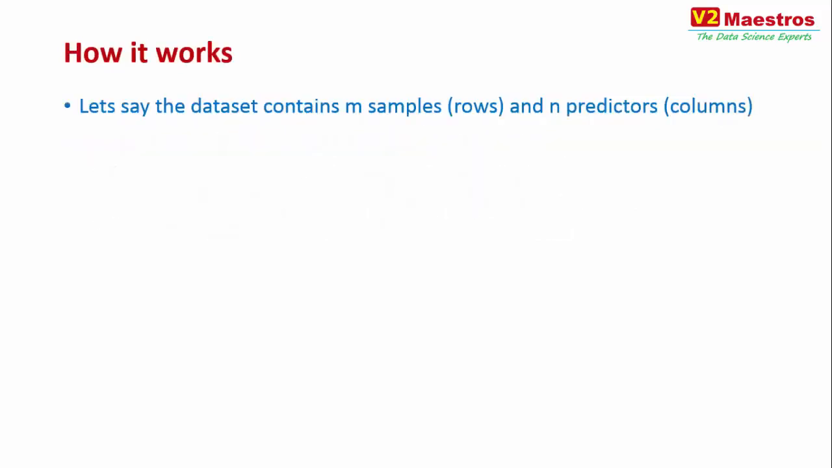So how this works is, let us say you have a data set that contains m samples or m rows and n predictors or n columns. You build x trees, but each tree is built with a different subset of data, and that is how there is a possibility of each tree being different. If you use the same data for building each of the trees, all trees will look alike. But for each tree, you pass a different subset of data out of these m samples and n predictors.